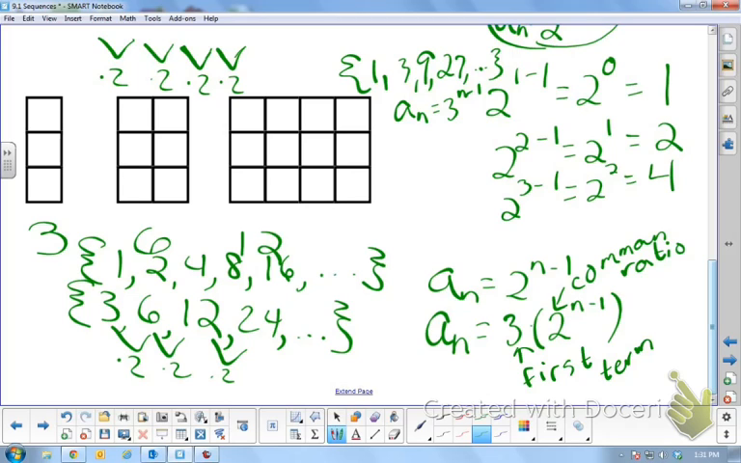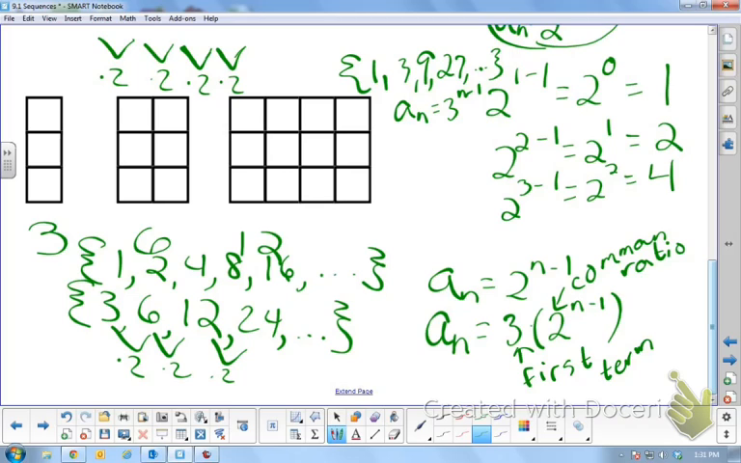8 divided by 4 would be 2. 4 divided by 2 would be 2. So now we can come up with the explicit formula for a geometric sequence. These kinds of sequences where you're multiplying by the same amount every time are called geometric sequences.